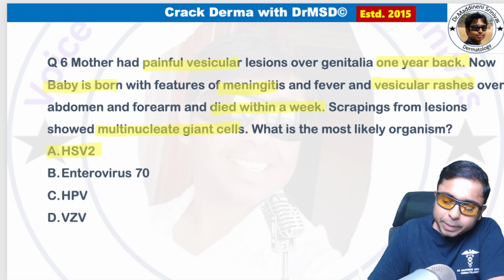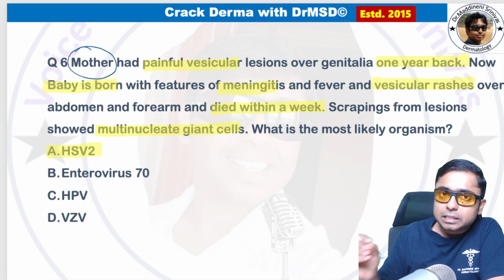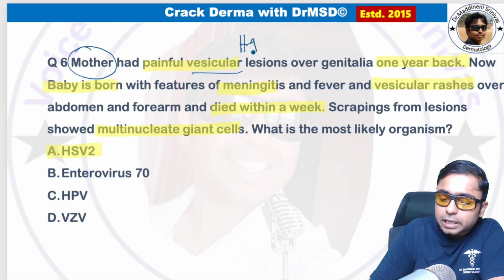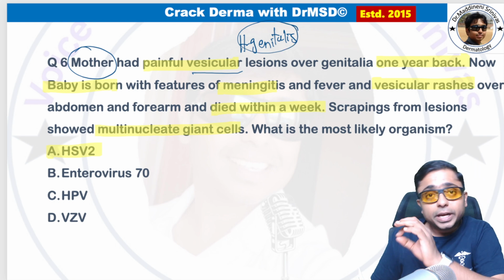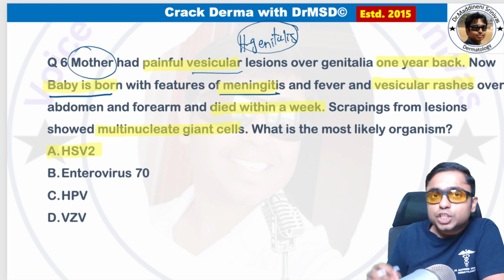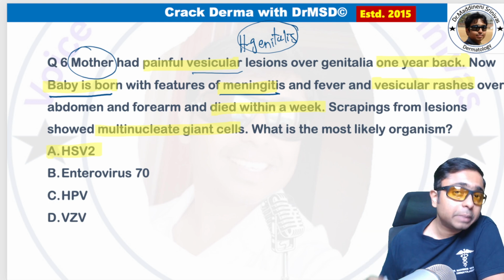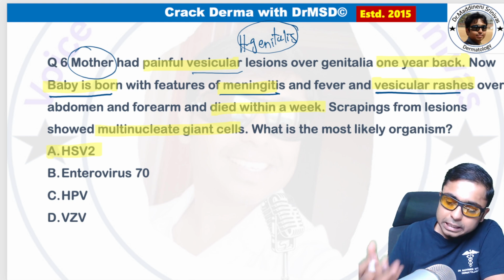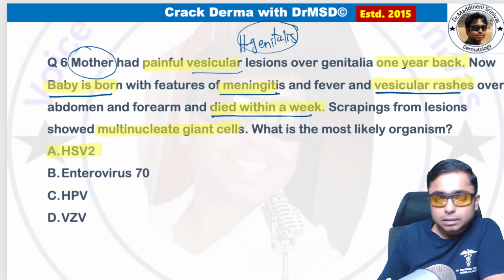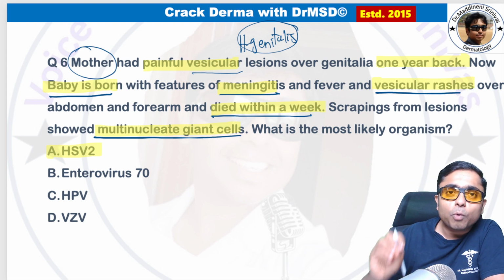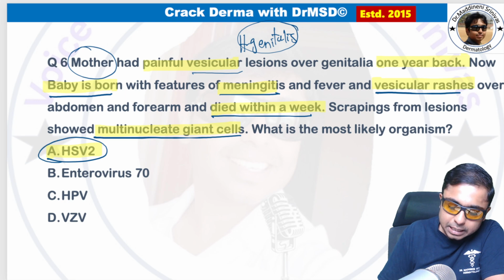Very good. Remember, dear students, the mother was having these vesicular lesions 1 year back. So most likely it is herpes genitalis. Whenever you have a sexually transmitted disease, it is a very important topic from the exam point of view. The baby can develop meningitis due to the herpes simplex virus, viral meningitis. Not only that, vesicular rashes are seen over the body, the skin is also involved, and there is also death. On the scrapings, multinucleated giant cells are seen. All these clues point towards only one organism, HSV2.